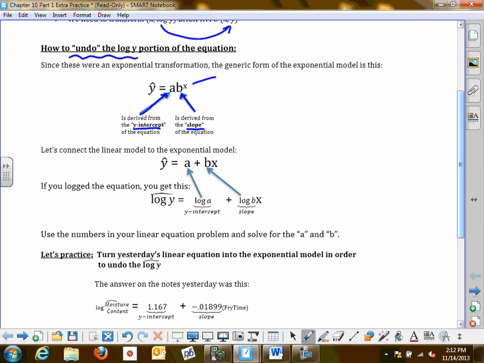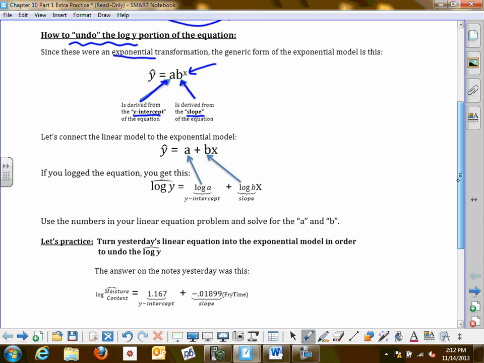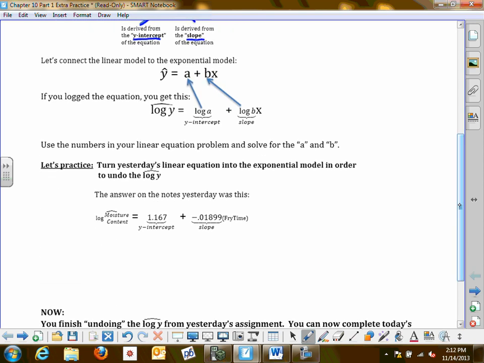Now, the reason that this is an exponential equation is because the variable, the x value, is in the exponent. So that is the nature of making this thing an exponential equation. So, let's talk about how you do that. You're going to end up setting log a equal to this number that you got yesterday here. Sorry, you're going to set log b equal to this number you got here. You're going to mathematically undo those numbers to get the plain a and the plain b.